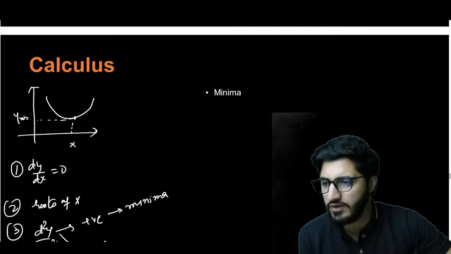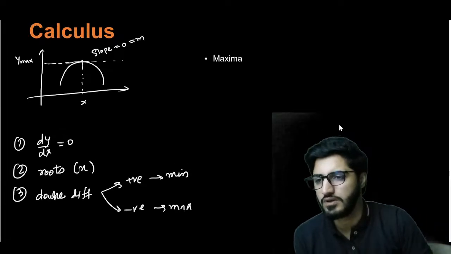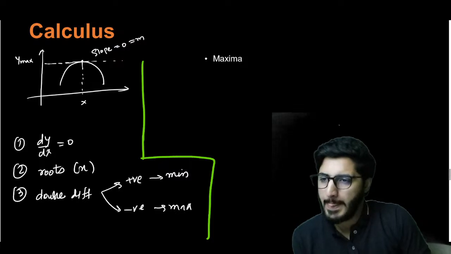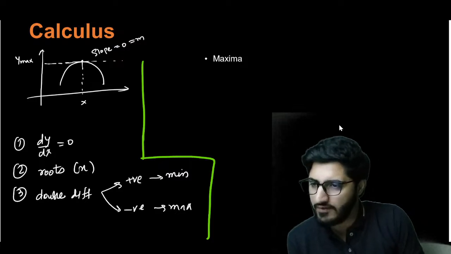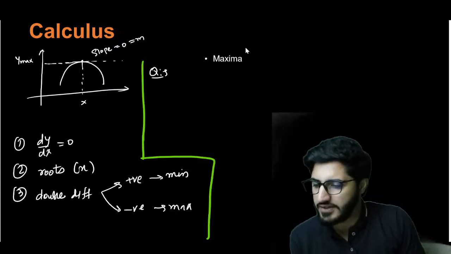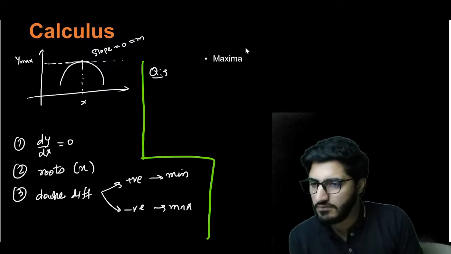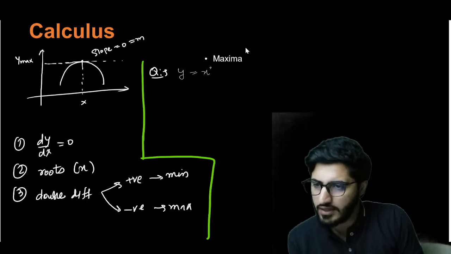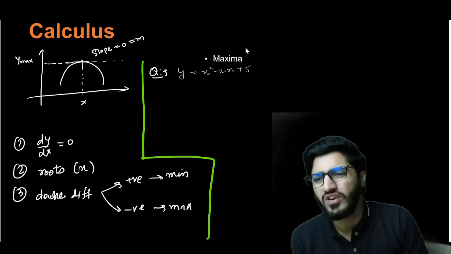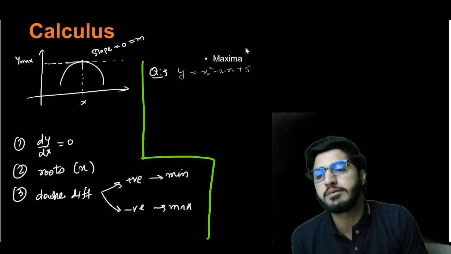Now we have integration. Now I will take some examples to get it clear. Look now. Now we have an equation: y is equal to x square minus 2x plus 5. We have to find whether maxima or minima is present in here.